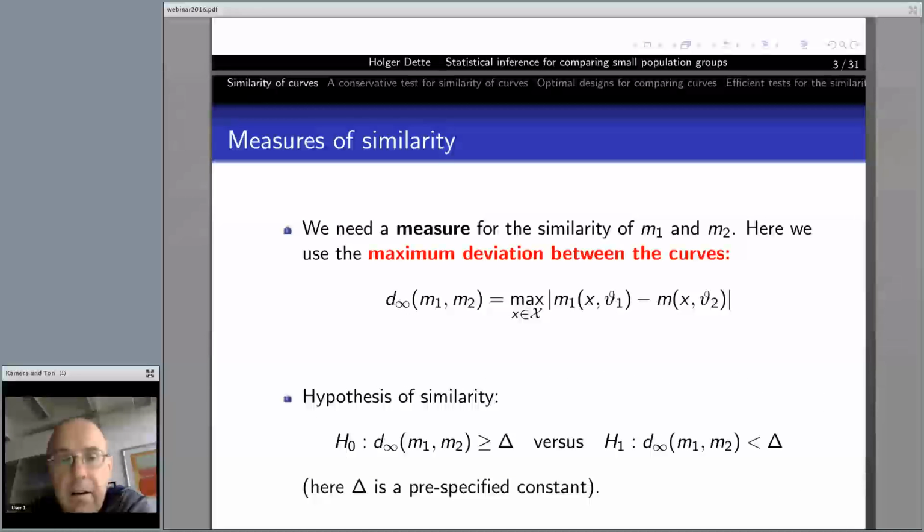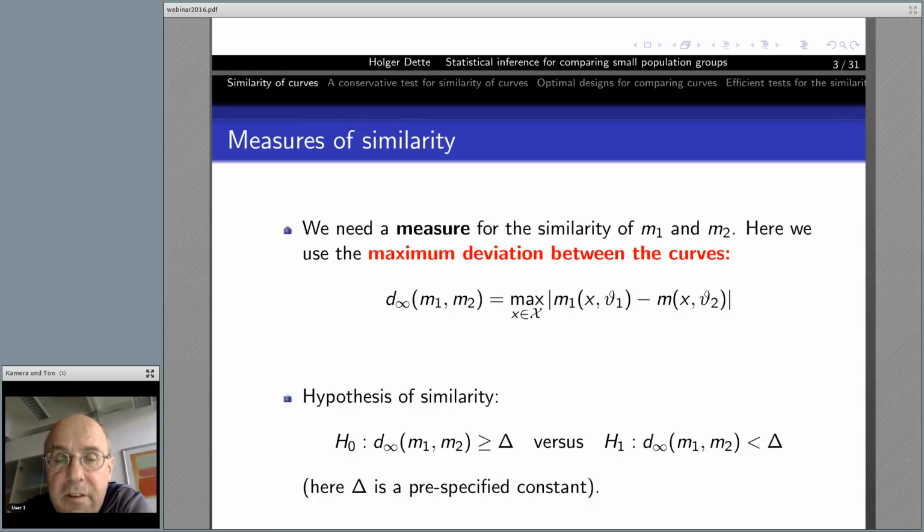If we now go back, we define the maximum deviation just by taking the difference of the two curves at the point x, taking the absolute value and taking the maximum difference. Similarity is defined by specifying a threshold, which I call delta. This is a little triangle. If you don't know Greek, this is a little triangle, delta. And so we now consider the curves as similar if the maximal deviation between the two curves is smaller than delta.